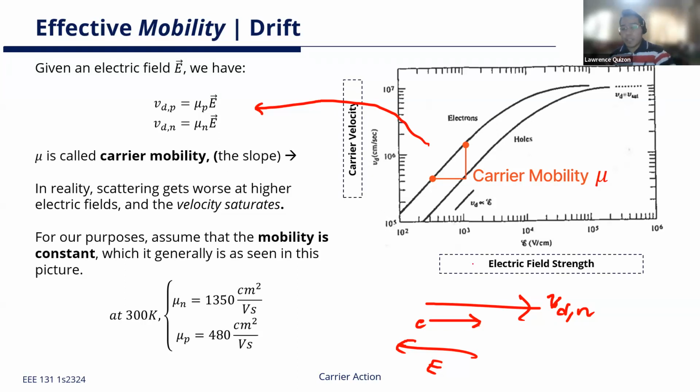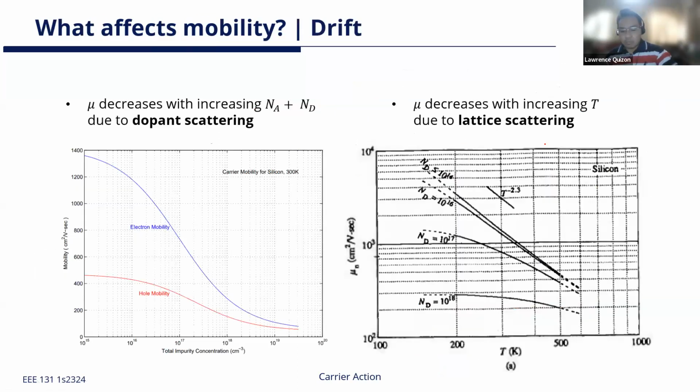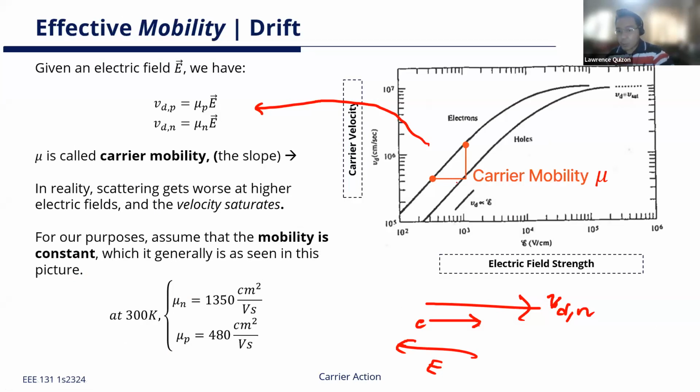So, ayan, no? And since it's the constant of proportionality of a linear thing, let's just do rise over run, right? So ito yun. But notice here, no? The velocity saturates.